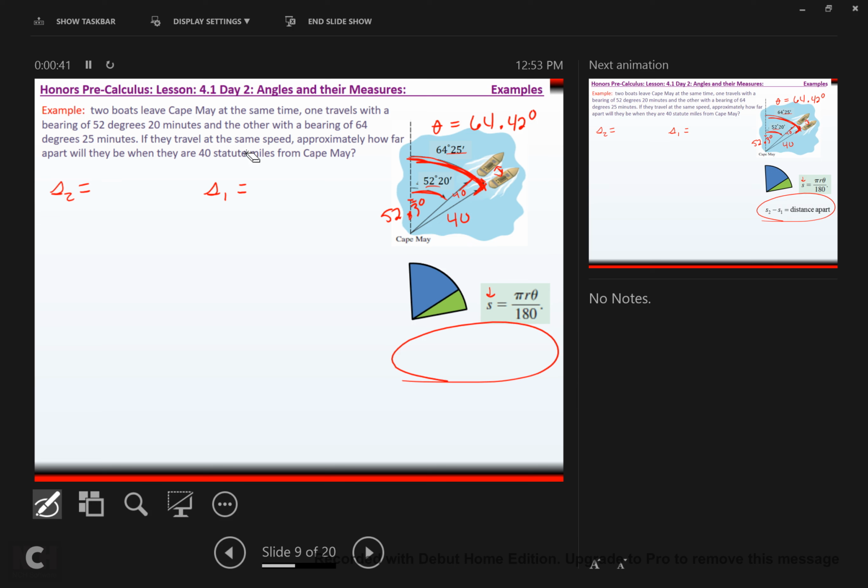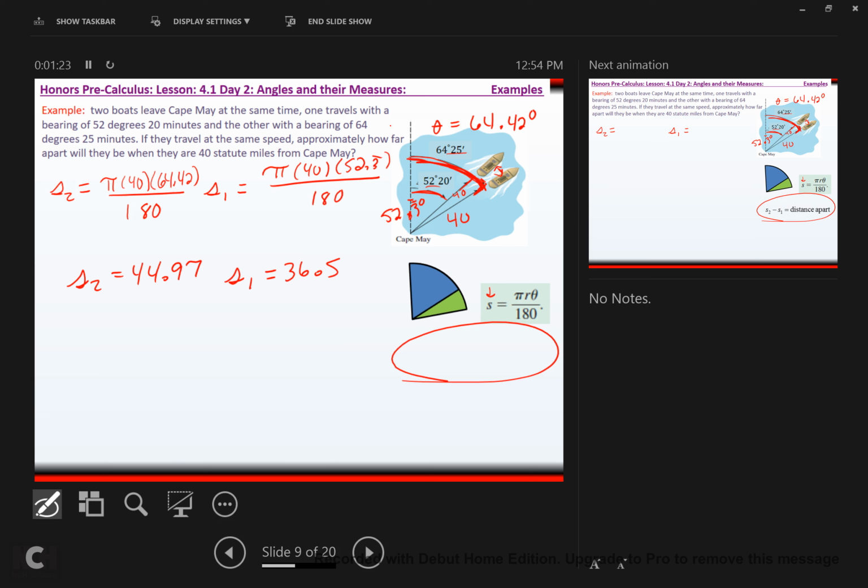So S2 would be pi times the radius times the theta, which is 64.42, divided by 180. If I calculate that, trust me, S2 equals 44.97. To figure out S1, I'm going to take pi times 40 times 52.3 repeating divided by 180. So I get S1 is equal to 36.5, and I just typed all that in the calculator.